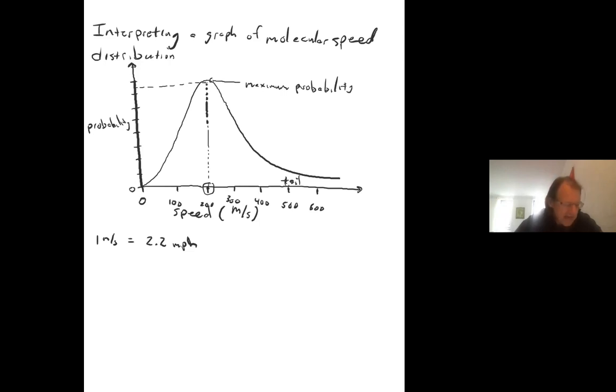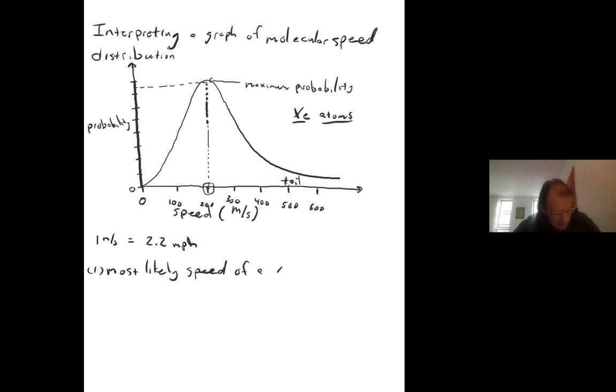So suppose we say that these are for xenon atoms, right? Xenon is a gas. It's a noble gas. It's a pretty heavy noble gas, but it is a gas. And the question was, what's the most likely speed of a xenon atom? Well, we already did that, right? It looks like it's right here, because there's the peak. That's your maximum probability. You just move down to the x-axis. It looks like it's right around 200. So that's 200 meters per second.